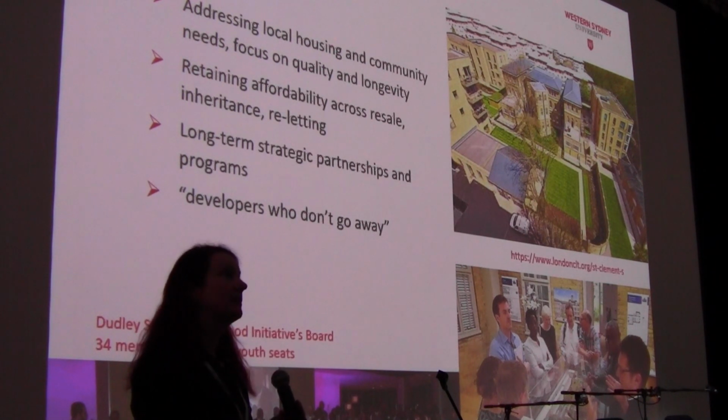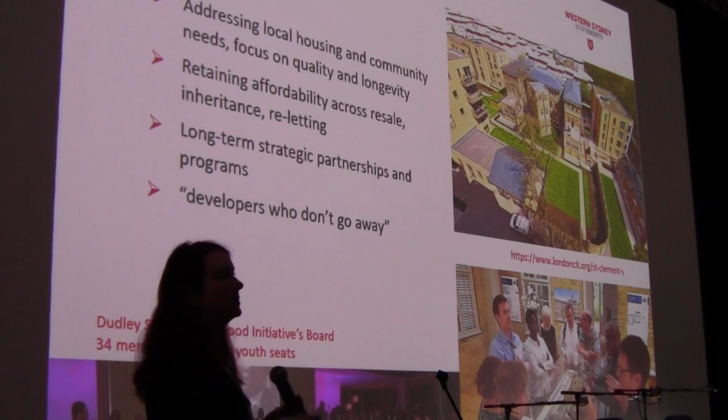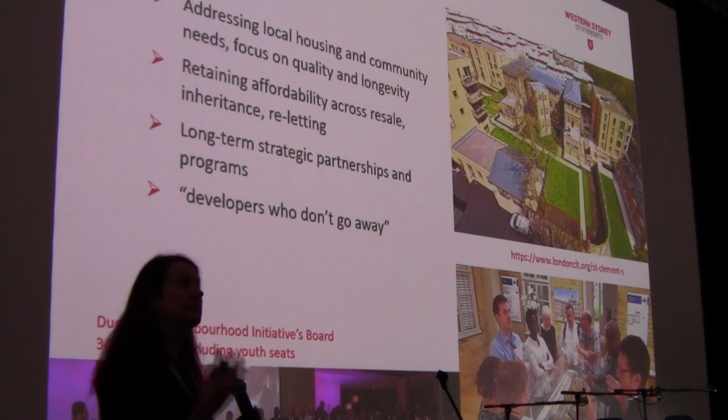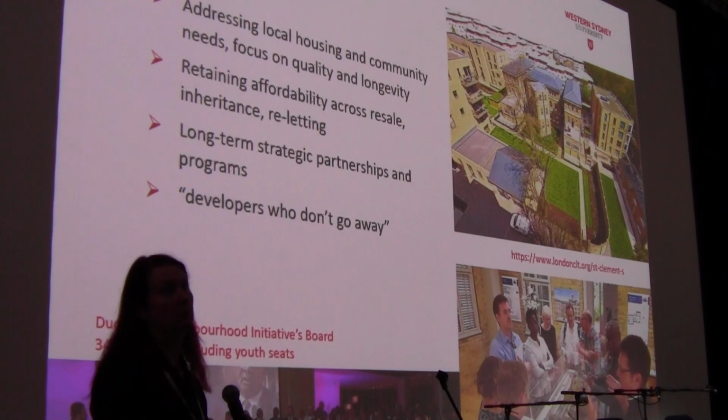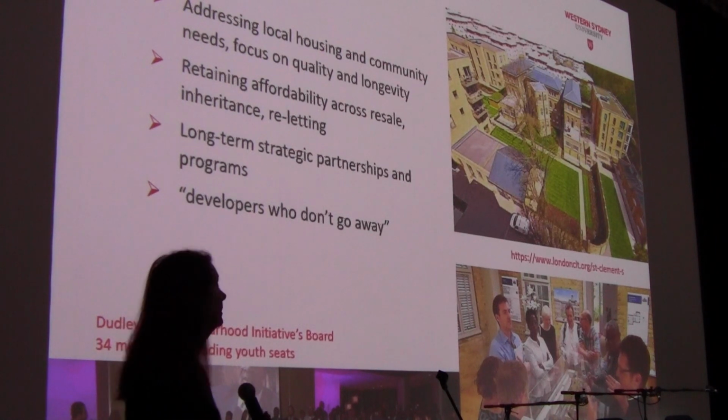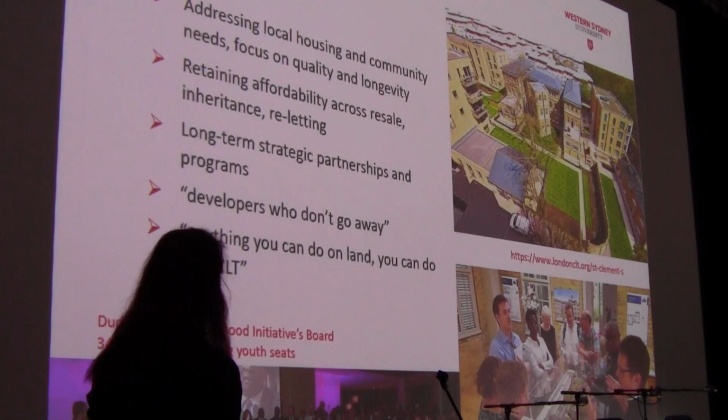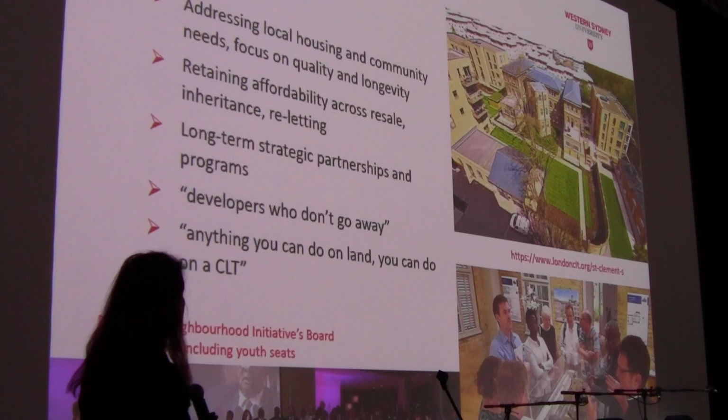So because they're there as a permanent partner, they know that if the thing's falling down in 30 years, that's going to come on them. So there's a very direct incentive to build things to last that are going to be appropriate as people's lives change and so on. They'll also say things like anything you can do on land, you can do on a CLT.